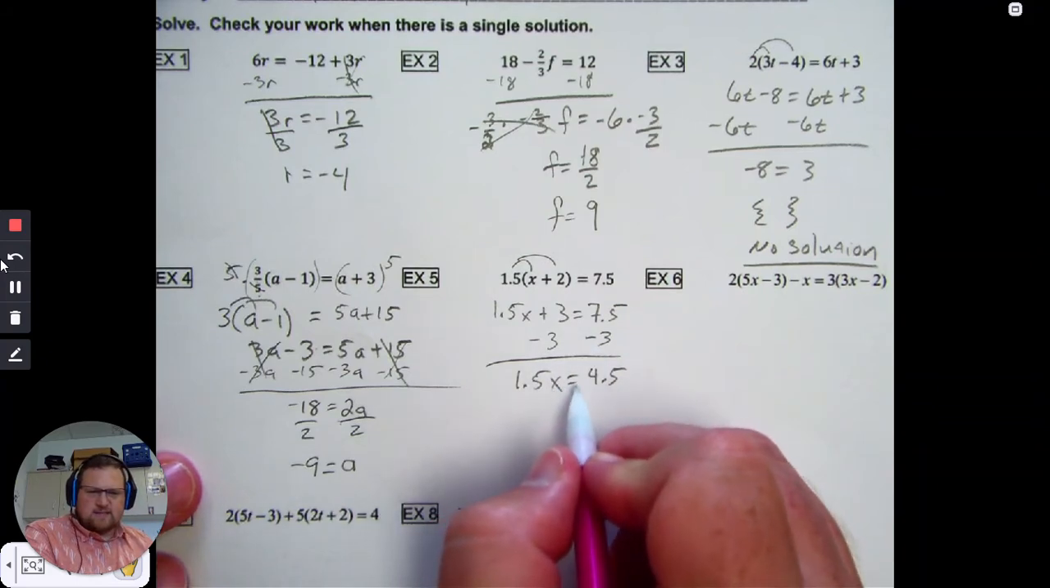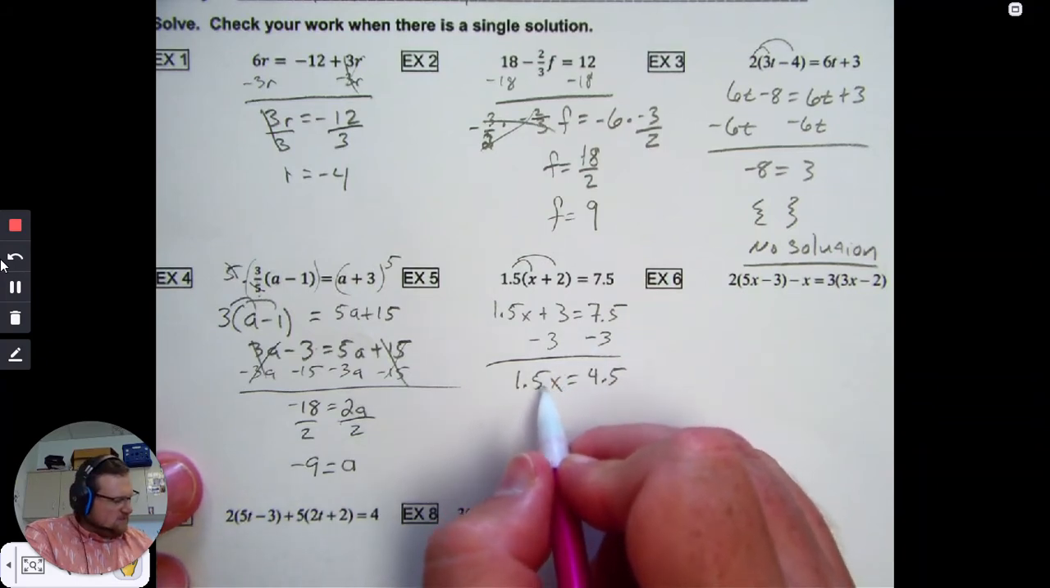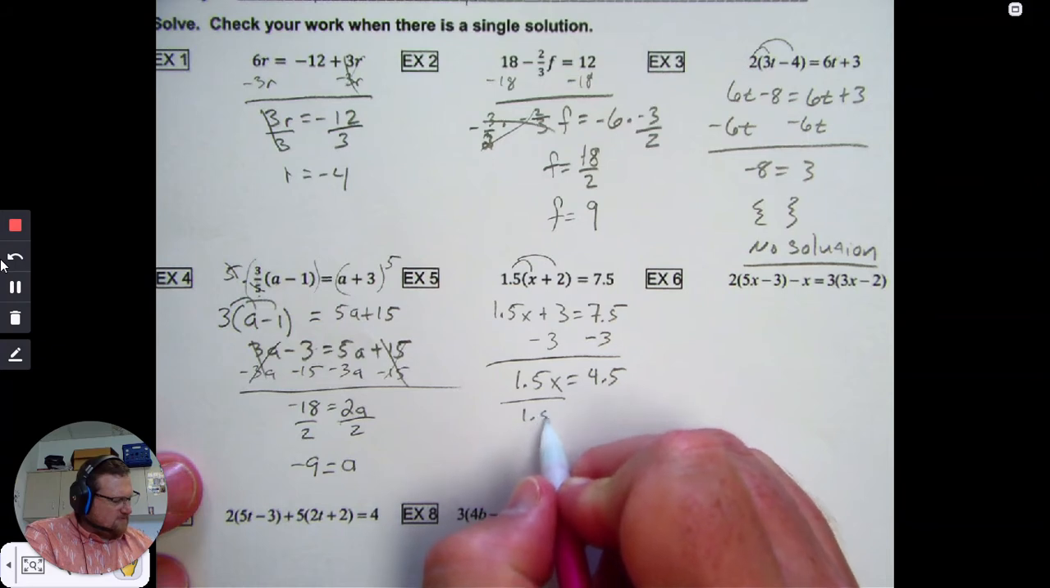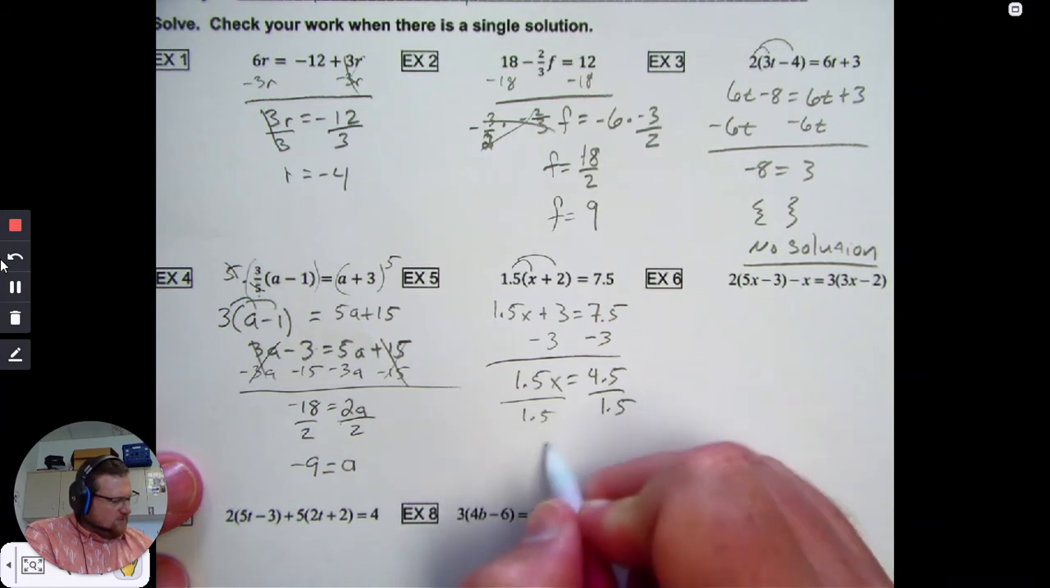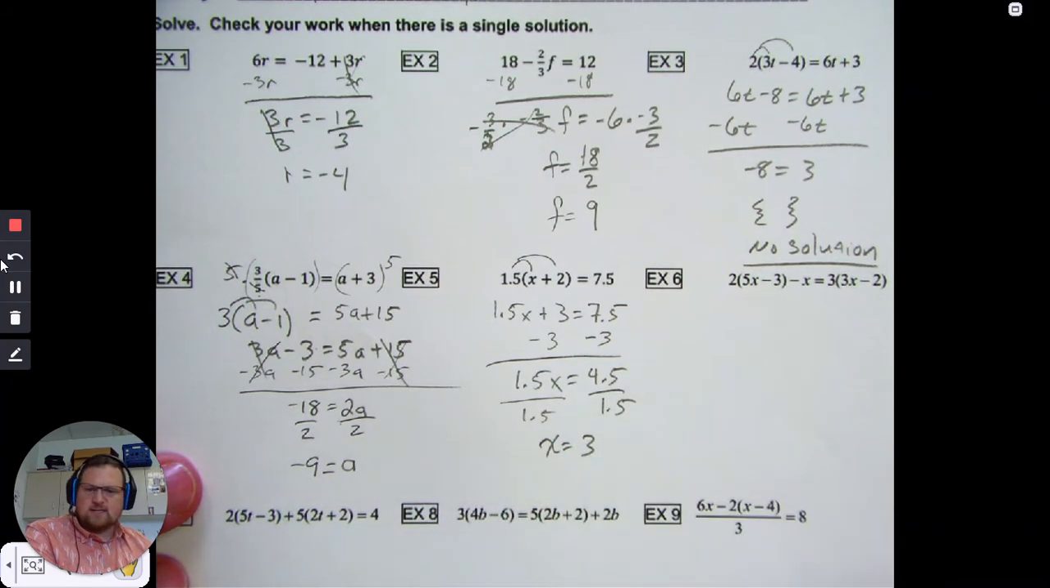And now we need to get this x by itself. So we need to get rid of this multiplication by 1.5. So we're going to divide by 1.5. And that gives us x equals 3.